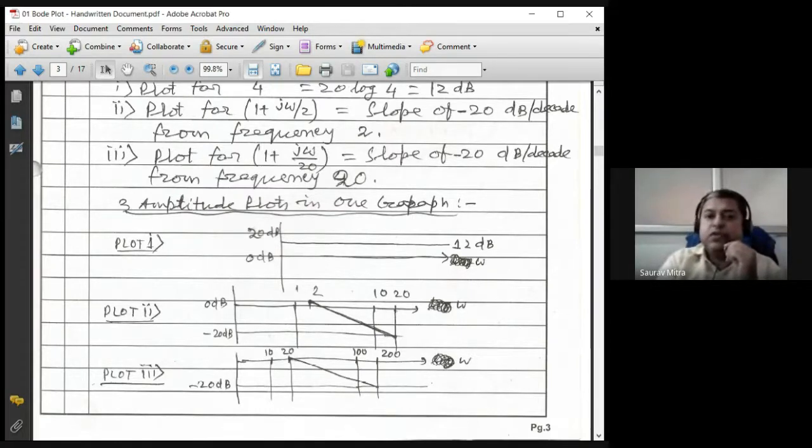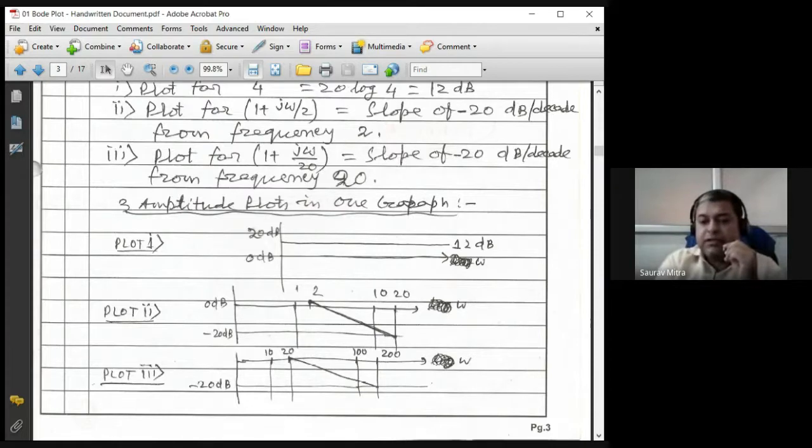First plot is for 4, or the 12 dB parallel plot. Second plot is the minus 20 dB per decade line from corner frequency of 2, which is shown here, plot 2. And third plot is the minus 20 dB per decade, or falling slope, from 20 radian per second, or the 20 comma 0 point. So these three are the plots, and after that you have to add them.